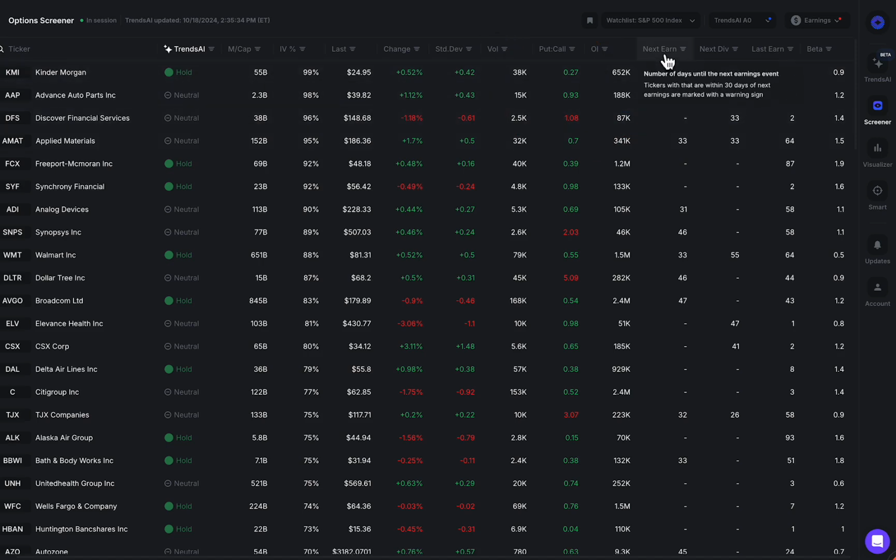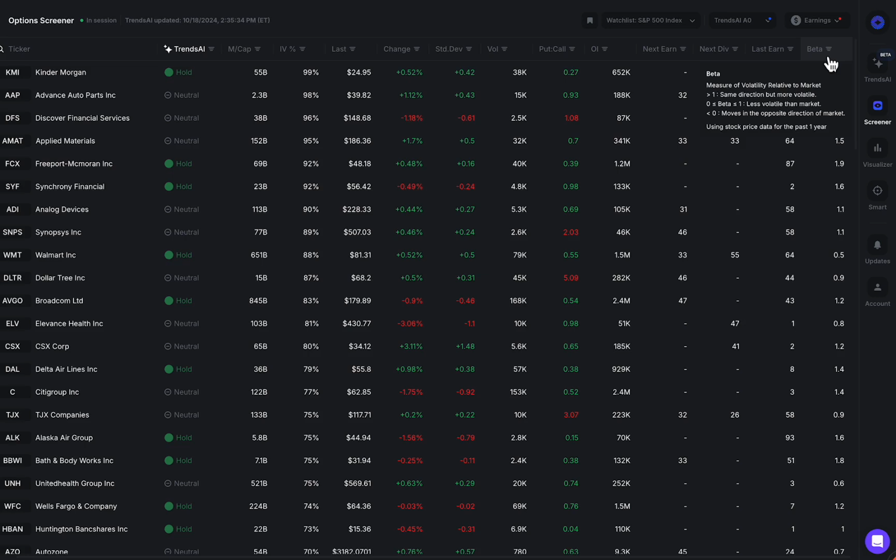Next up, these final few columns, we have the number of days until the next earnings events. We have the number of days until the next dividend events. And we have the number of days since the last earnings events. And finally, we have the beta right here. The beta measures a stock's volatility in relation to the overall market, typically compared to the S&P 500. So the S&P 500 will always have a beta of 1. That's going to be the market benchmark.